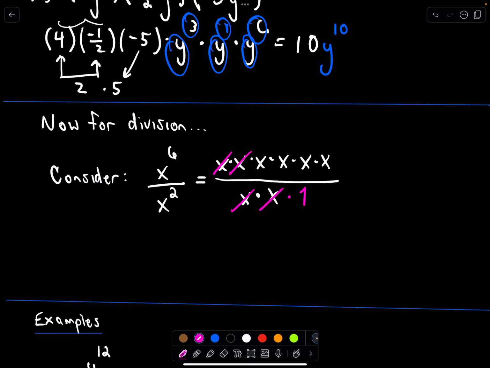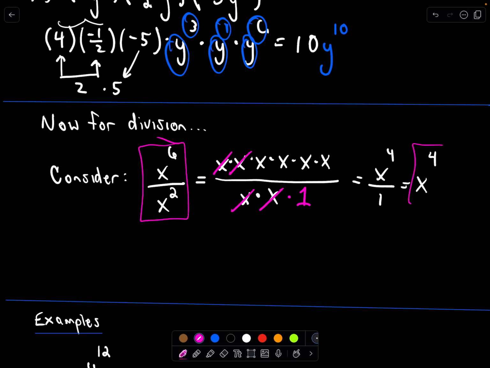And I can still imagine that I'm multiplying the denominator by 1. So in the numerator, what am I left with? Well, I've got 4 x's being multiplied together. That's x to the 4th over 1, or simply x to the 4th. So the moral of the story is that x to the 6th divided by x squared equals x to the 4th. Well, how do we get a 4 from those exponents of 6 and 2?